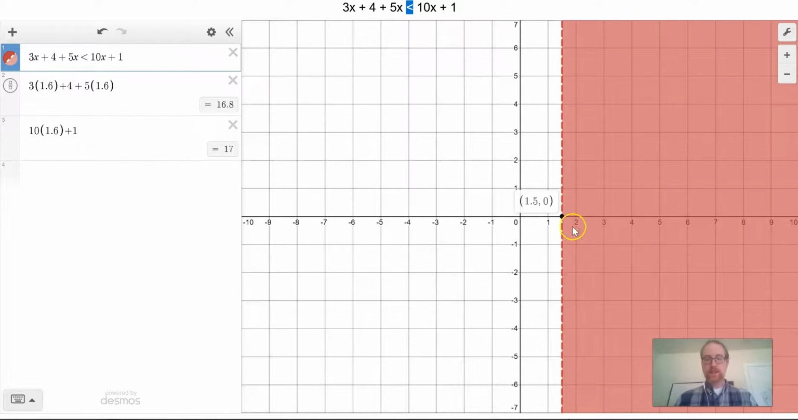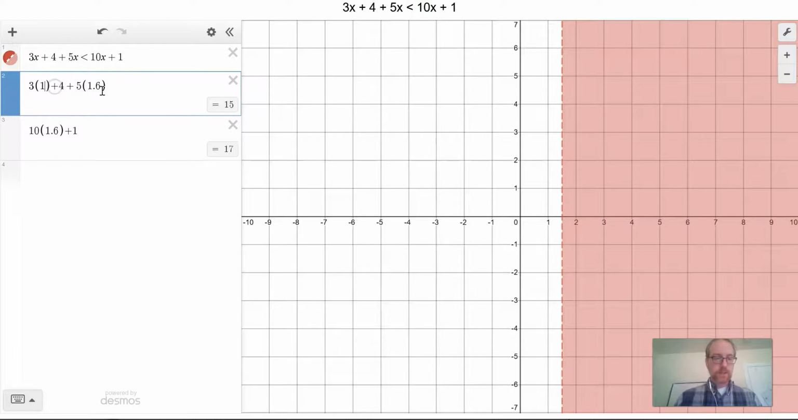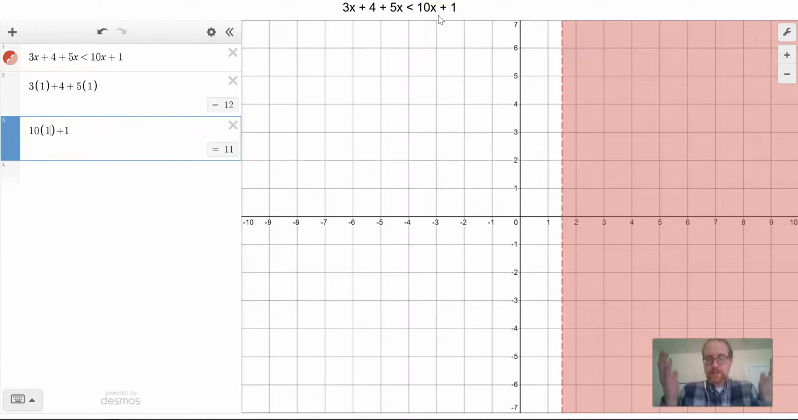Okay, now if you pick something in the not shaded area, like the number 0.6, let me just erase the 1, the inequality is going to be false. Right, because now the left side is 12 and the right side is 11. So now it says 12 is less than 11. 12 is less than 11 is false. So that's why it's shading everything to the right. This is where the answers are. All these values of x make the inequality true, and all the parts that aren't shaded make the inequality false.